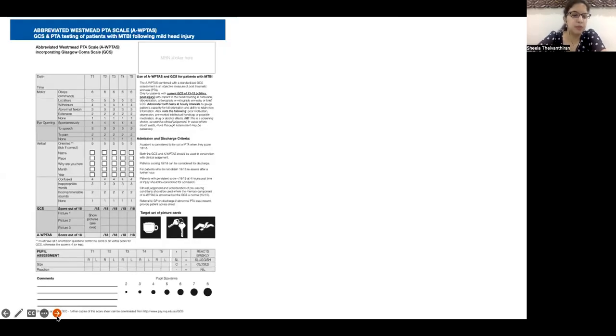the ED? You can do something called the Westmead PTA scale. This is the abbreviated one. You can see this first part is all about GCS, and you know GCS, so we don't have to go through that. But later on, there's also something called recalling of pictures. We'll show you a set of pictures and ask you to remember them. So we show it to you, and then we'll ask you again within 5 minutes to remember these things.